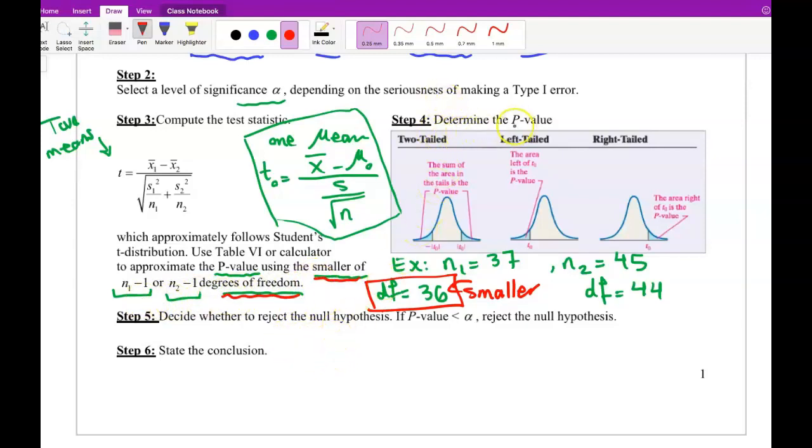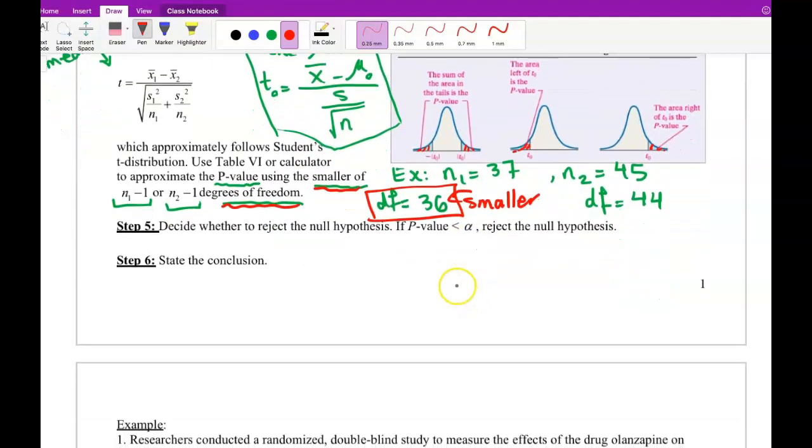Then step 4, finding the p-value. Again, we have to tell left tail or right tail. We want to see which one it is. When it's two-tailed, the p-value is the sum of the area in the tails, this one plus this one. When it's left tail, it's the area to the left; when it's right tail, it's the area to the right. Then step 5, we want to see if we should reject the null hypothesis or not. If p was less than alpha, then reject the null. Then step 6, state the conclusion.